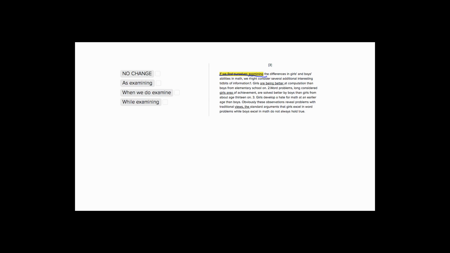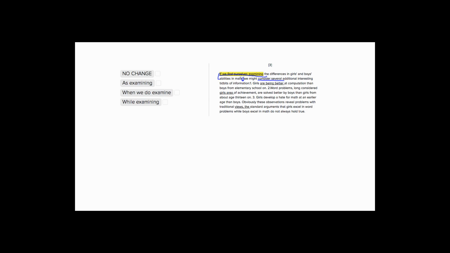So the sentence is telling us that it's talking about if we find ourselves examining the differences in girls' and boys' ability in math. Okay, so we have this first dependent clause, so if this happens, if we examine it, and then we go on, we might consider other tidbits of information. So we want to find the right verb in order to connect this part of the sentence, this examination, to considering other things. So it'll be easier if we just look at our answer choices.